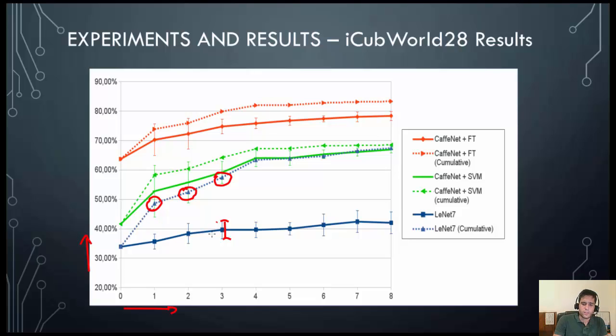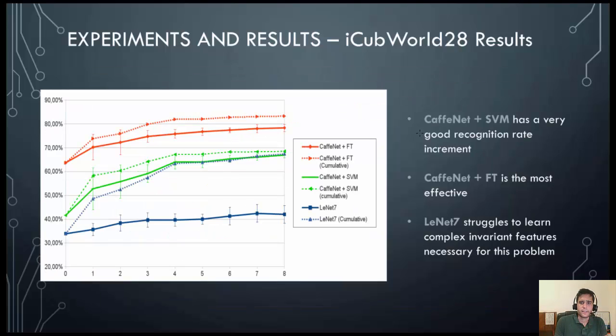And what we can see here is that the CaffeNet plus FT strategy has a very good recognition rate increment, the green lines, and the CaffeNet plus FT is the most effective, the red lines. Whereas LeNet7 struggles to learn complex invariant features that are necessary for this problem.